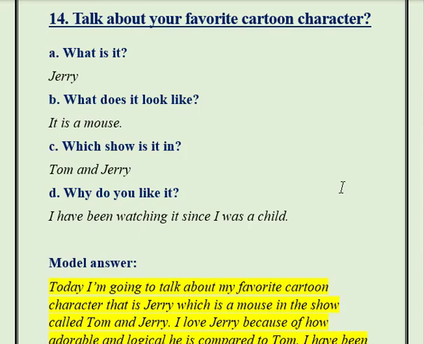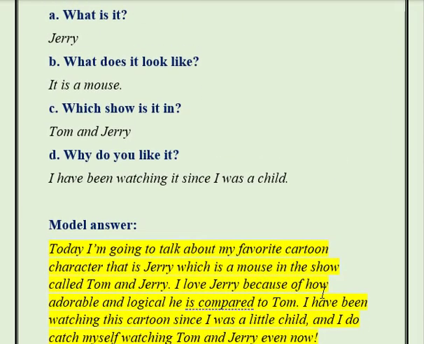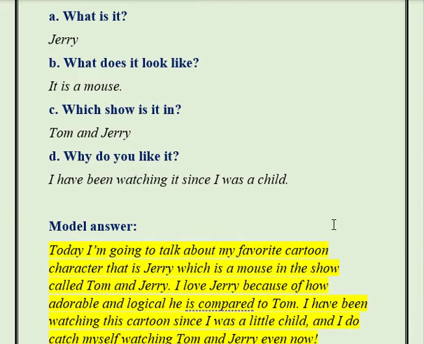Let's get back to the model answer. Go ahead, take your time and read both the answers. If you want, pause the video.